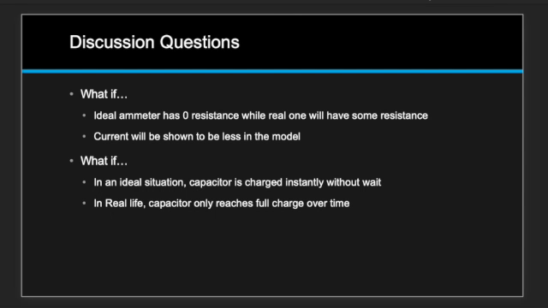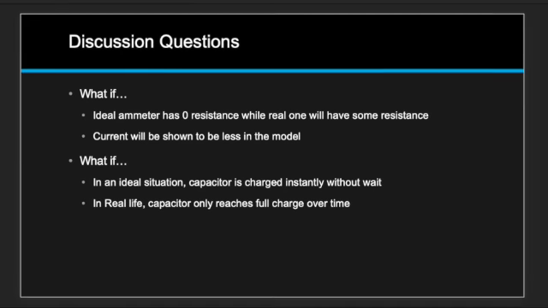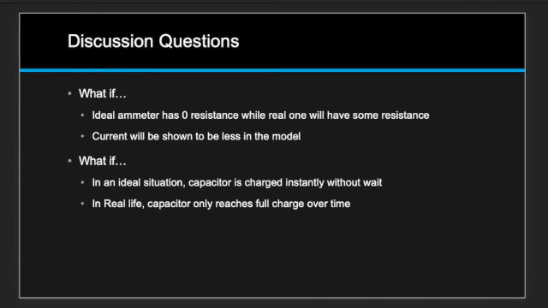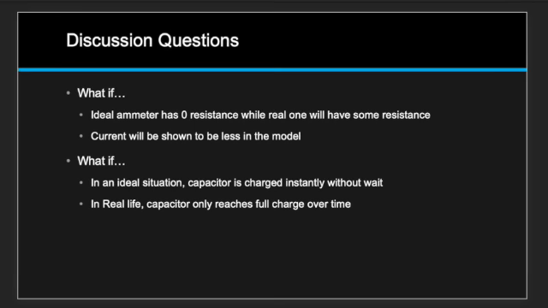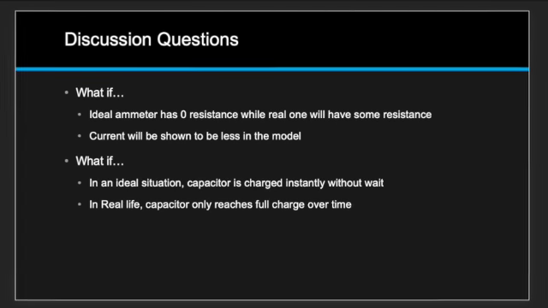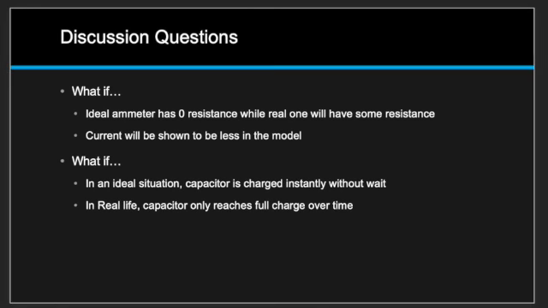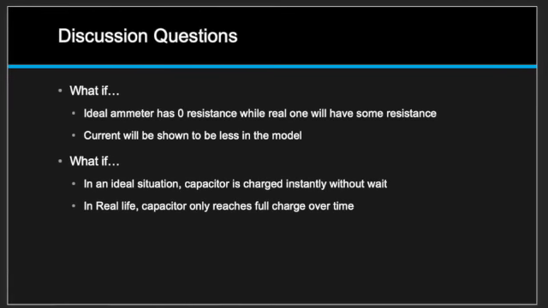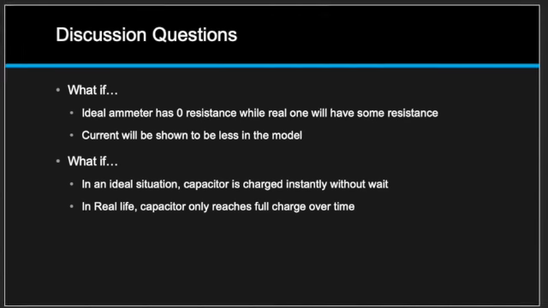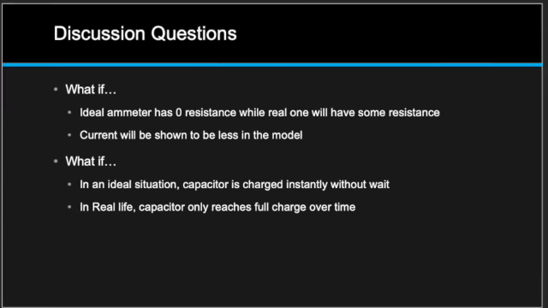Now for the discussion questions. What if we were doing this lab in real life and used an actual ammeter instead of an ideal simulated ammeter? What's different about a real ammeter, and how would it have affected the circuits you hooked it up to? The ideal ammeter would have 0 resistance, while a real one will have some resistance. So the current will be shown to be less in the model.